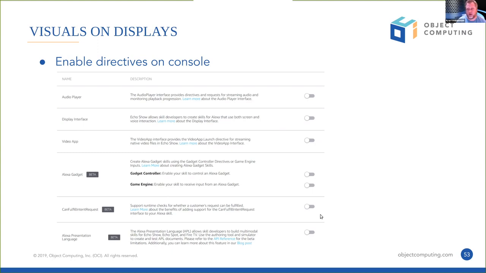It just pretends it's not there. And that's because you have to turn these on, these little sliders. So if I want to have audio ability or display ability or video ability, or even, and here's where we turn on the gadgets, could do that. And then there are presentation language templates too, which is kind of a non-programming way to make skills. All these things have to be turned on or it just doesn't work.